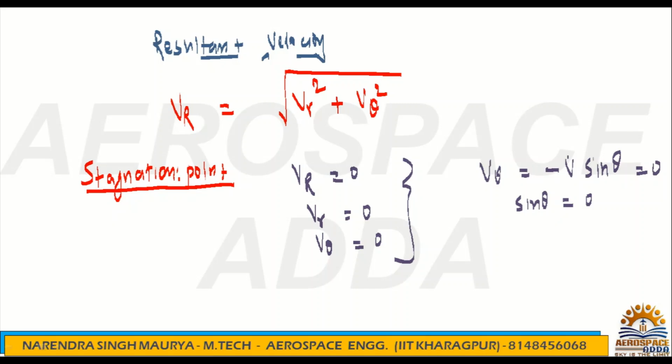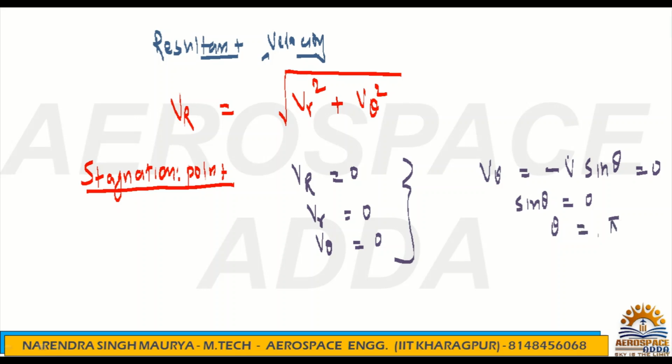This V and this sine theta, so this capital V will not be zero. Why? Because if this capital V becomes zero, it means there is no uniform flow, but uniform flow is there. To have uniform flow, this capital V should not be zero. So this sine theta must be zero. If sine theta becomes zero, then what is the theta? You can see theta is nothing but pi.